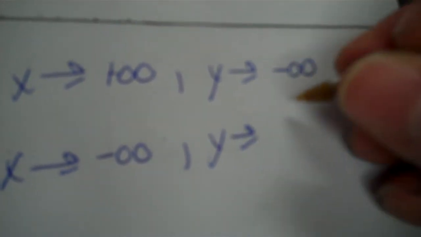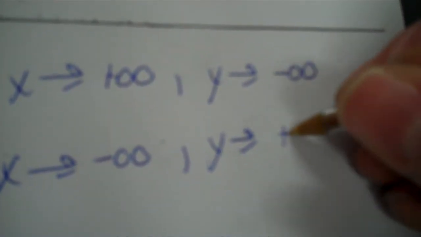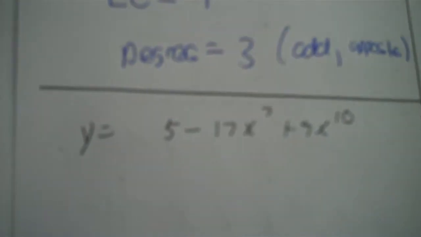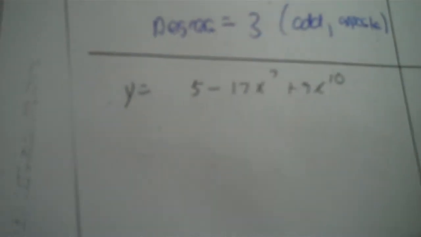Okay, so this is negative infinity, so on the other side it does the opposite. It will go up, so positive infinity. Okay, and then the last one. Y equals 5 minus 17x to the 7th plus 9x to the 10th.